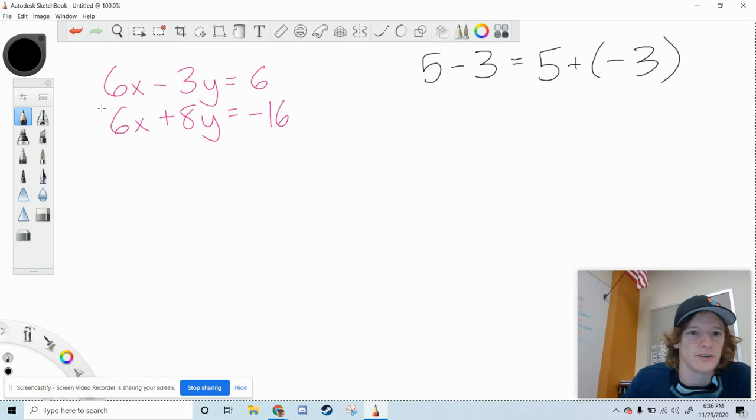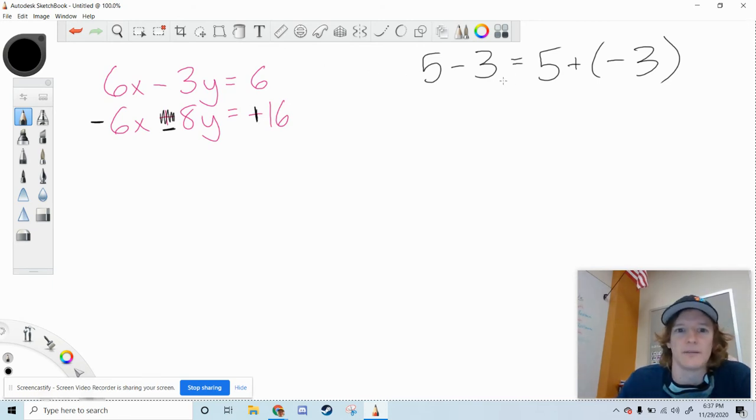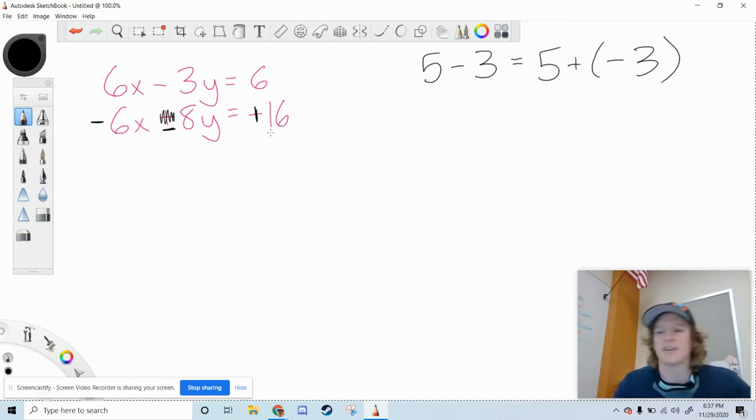Okay, so I want to change one of these to all negatives. It probably doesn't matter on this. I think I'm going to end up choosing the bottom one. So I want to change this to negative 6x, but I have to change the sign on this 8y, and I have to change the sign on this as well. I'm changing everything to a negative by multiplying everything on the left and everything on the right by negative 1. So now we have a new equation, and it's equal to the previous one. Now I can add straight down.